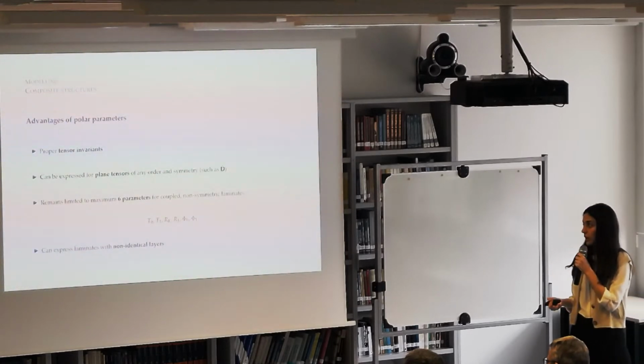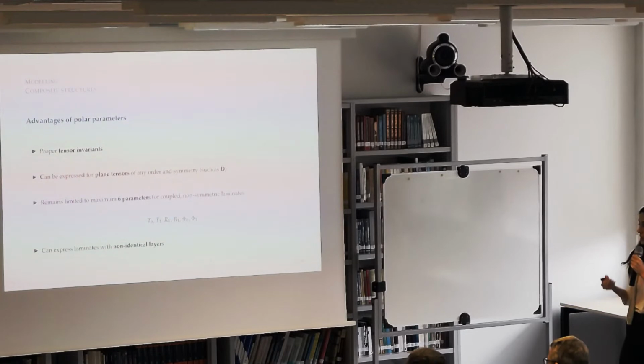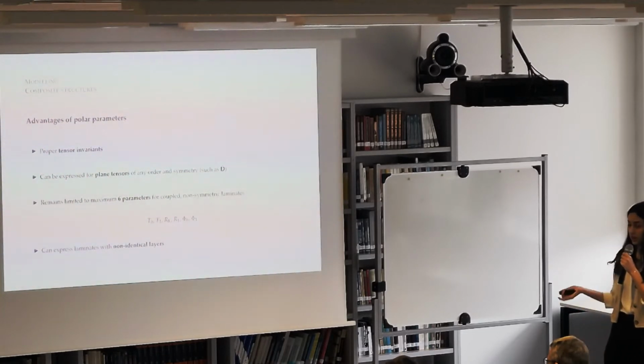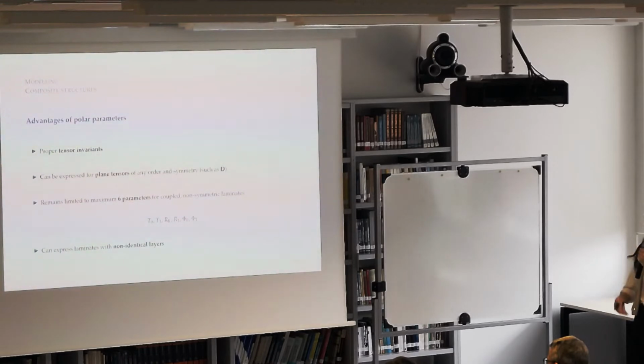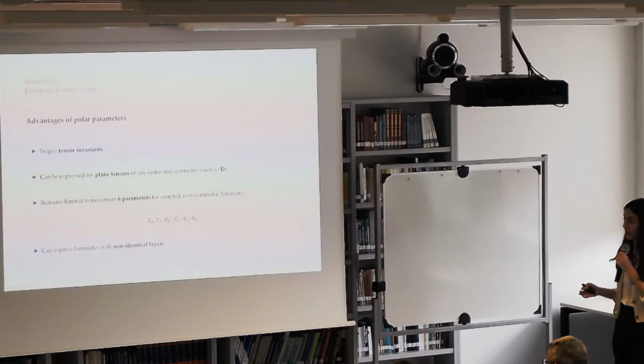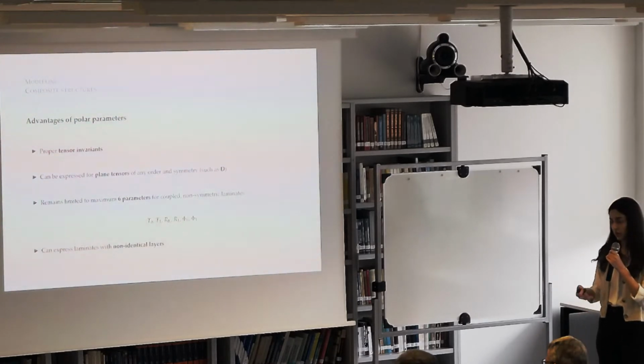So to conclude, the advantage of the polar parameters is that they are proper tensor invariants. They can express any type of plane tensor of any order and symmetry, for example, D tilde. And they remain limited to a maximum of 6 parameters. So I can express coupled non-symmetric laminates with only 6 parameters, and they allow me to work with non-identical plies in material and thicknesses.